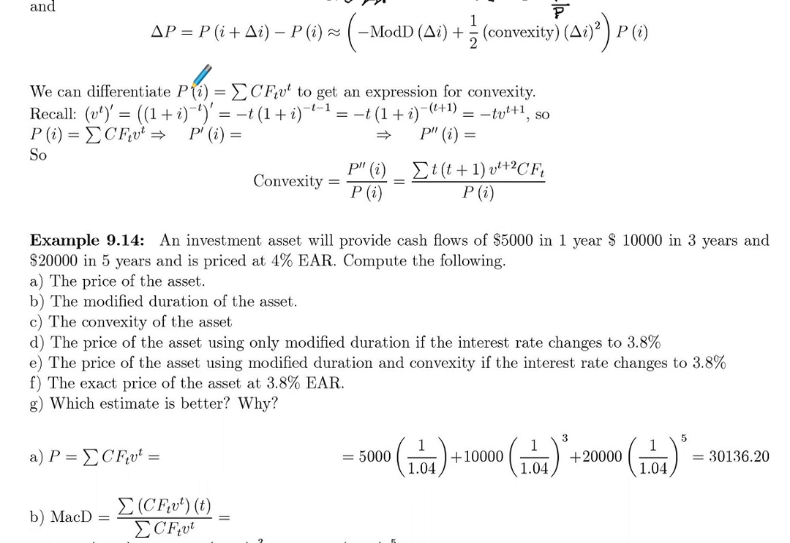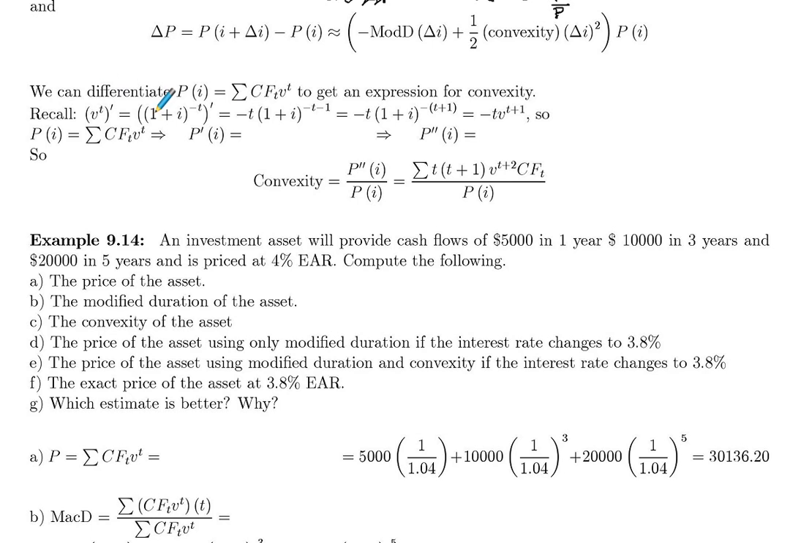Now, if we represent the price as, remember, price is the present value of the cash flows, so we can represent that as the sum of cash flow at time t times v to the t, so discount factor just bringing everything back to time 0, then we can actually derive an expression for convexity using the price as the present value of the cash flows. So remember that if we take v to the t and take the derivative of that with respect to I, so prime here means derivative with respect to I.